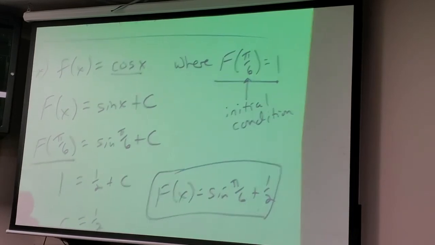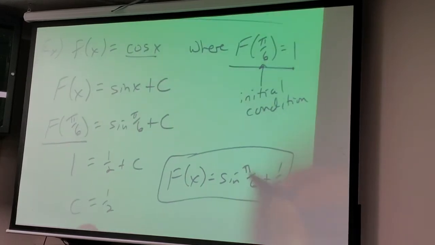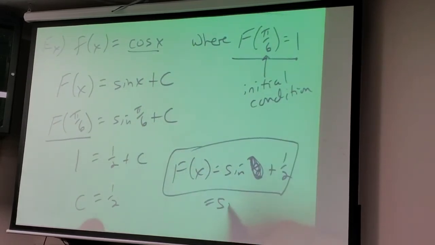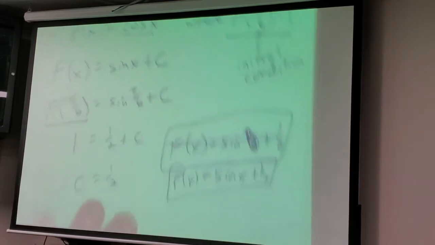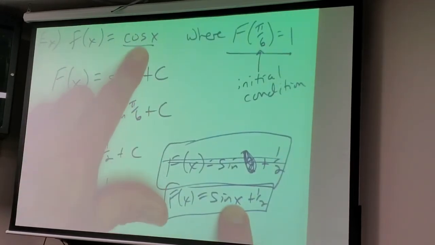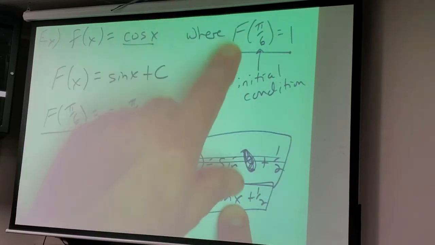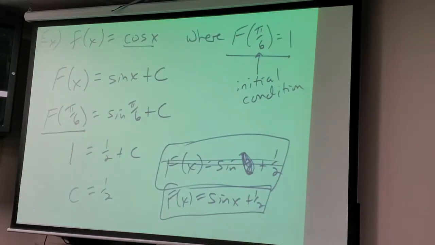Okay, maybe. Yes? With the sine, pi over 6 plus 1/2. Oh, I'm sorry. I'm being really silly there. Thank you. Should be sine x. That was way too specific up there. Okay. So if I take this guy's derivative, it does become cosine, and big F meets this requirement. I like it.